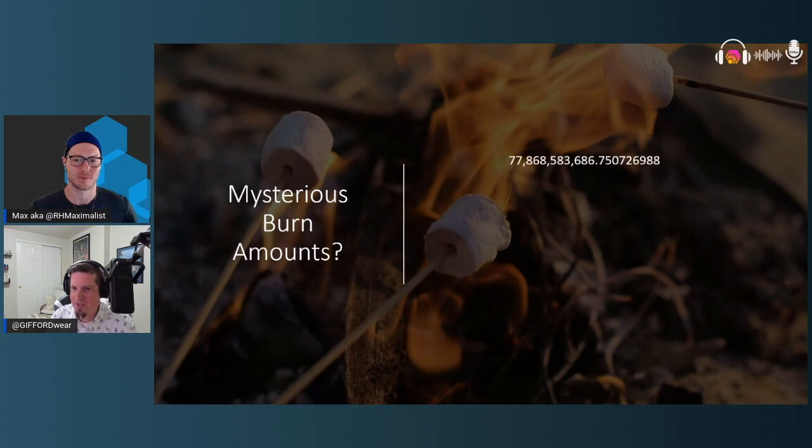First, let's look at this one. This was the 77 billion that was burnt. Looking at this, you'll notice all the little decimal points after it. It almost looks like it was manually typed in. So I'm wondering if there's a code in that. What would you do, Max, if you saw this and were wondering if there's a code in that? Is there anything that comes to mind?